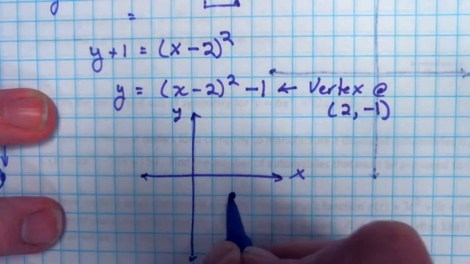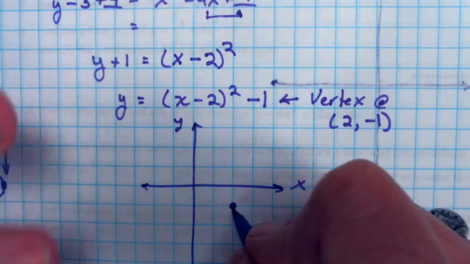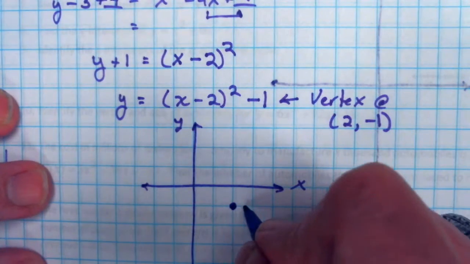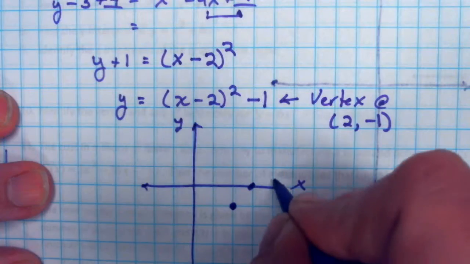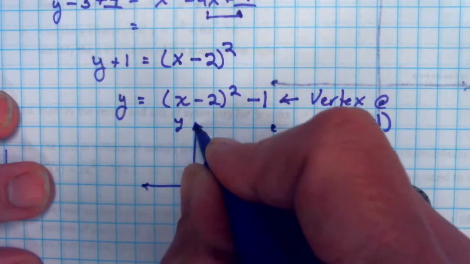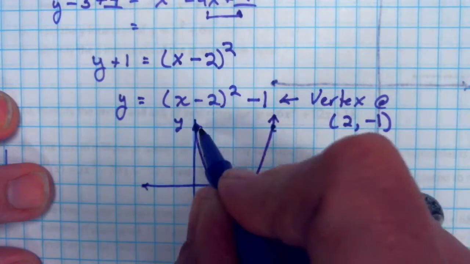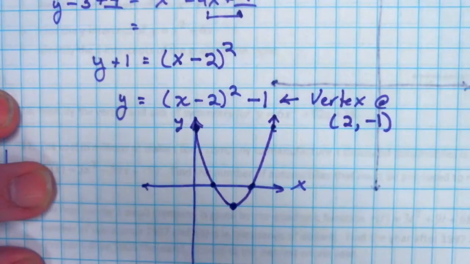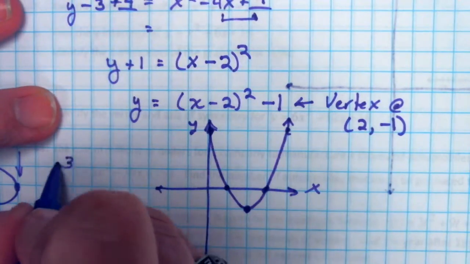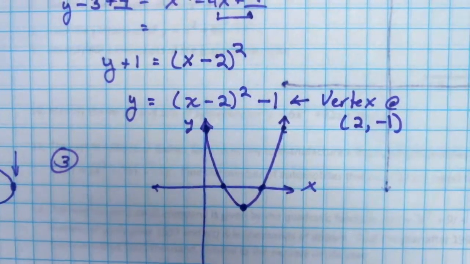Over 2, down 1. From there, since there's no coefficient in front, we don't need to make the table. We can go by the general pattern of the x squared. Over 1, up 1, over 2, up 4, back 1, up 1, back 2, up 4. Then draw the parabola. Make sure it's not pointy and that there are arrows at both ends. So that's the graph for number 3 of y equals x squared minus 4x plus 3.